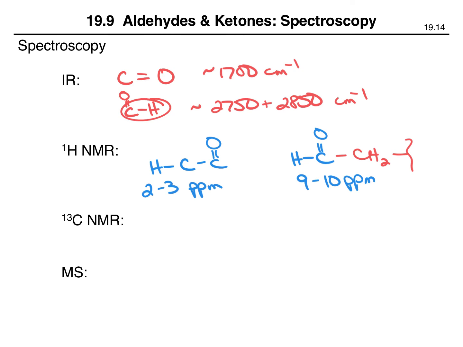Next, if we think about C13 NMR, our carbonyl is going to be very far left on the spectrum. These tend to absorb roughly around 200 ppm. And finally, with mass spec, because aldehydes or ketones will just have carbons, hydrogens, oxygens, there's nothing really special about isotopic ratios. So the M plus 1, M plus 2, there's nothing there that's going to really jump out at you.